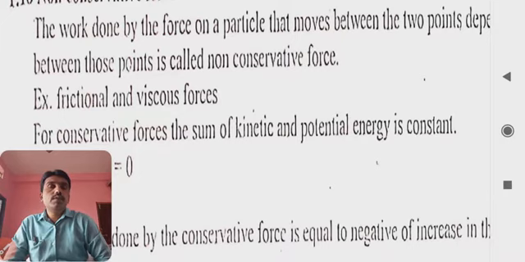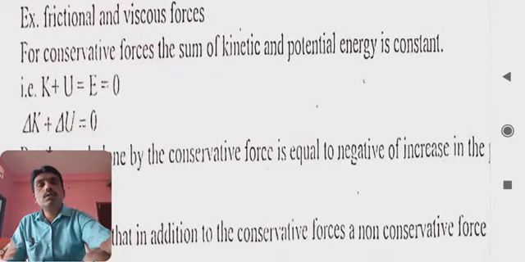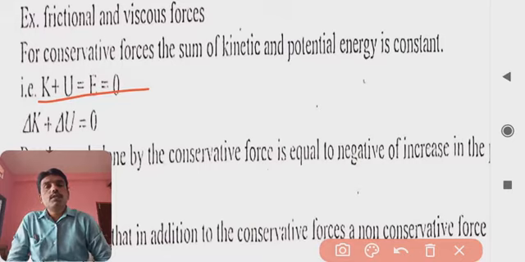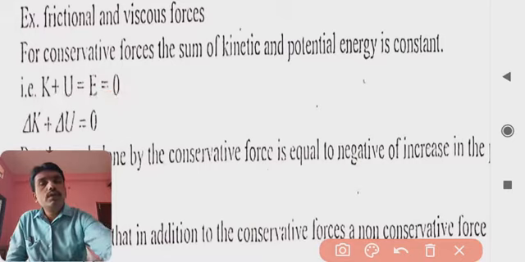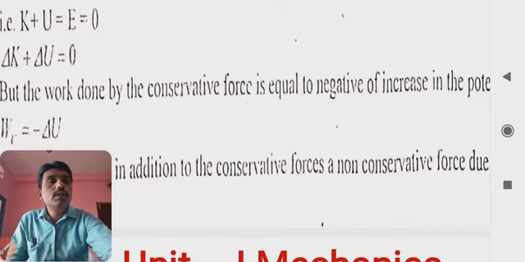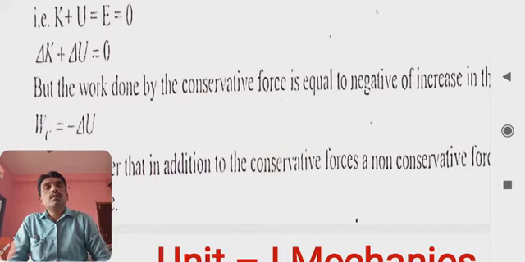In a simple way, friction and viscous forces are examples. For conservative forces, the sum of the kinetic and the potential energy, K plus U, is going to be constant, that is, K plus U is equal to the total energy E, and the change is 0. That means delta K plus delta U is equal to 0. But the work done by the conservative force is equal to the negative of the increase in the potential energy. If delta K plus delta U is equal to 0, then delta K is equal to minus delta U, as we say. That is, the work done by the conservative force is equal to the negative of the increase in potential energy, so WC is equal to minus delta U.